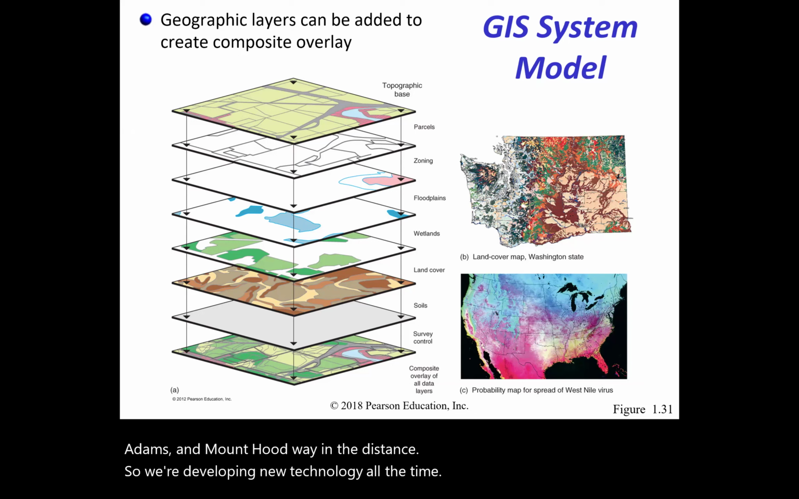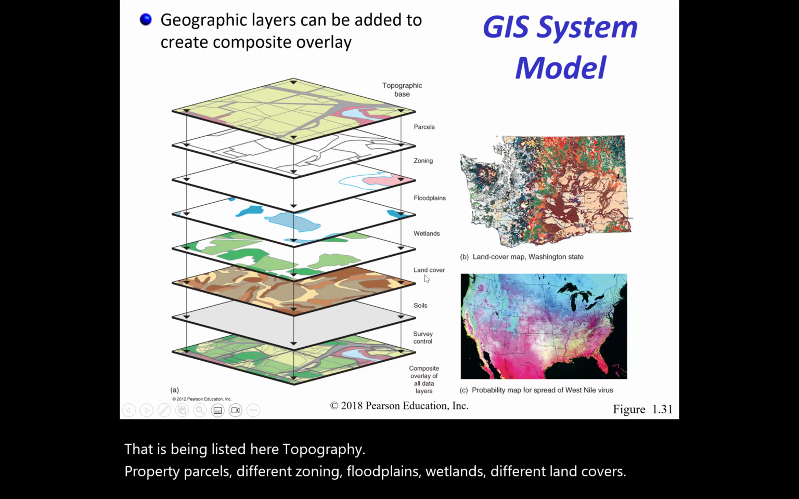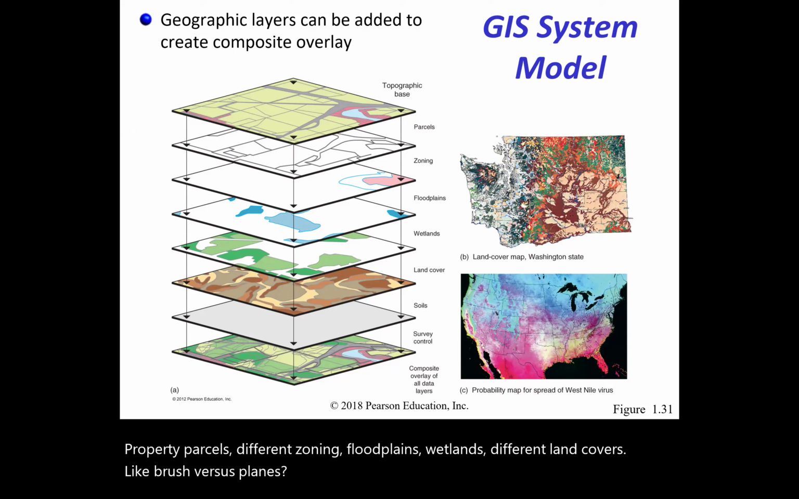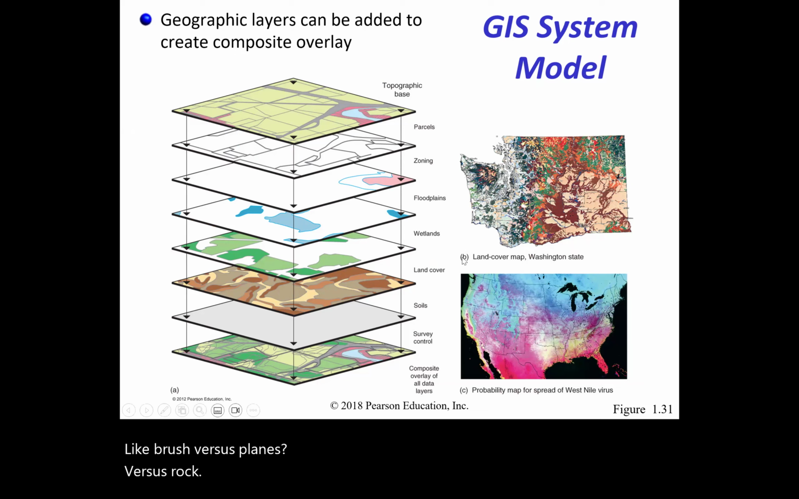And again, to create composite maps, we can collect a variety of data. There's different information that is being listed here: topography, property parcels, different zoning, floodplains, wetlands, different land covers, like brush versus plains versus rock, land cover, forest, soils maps. We can put those all together to make one composite map.